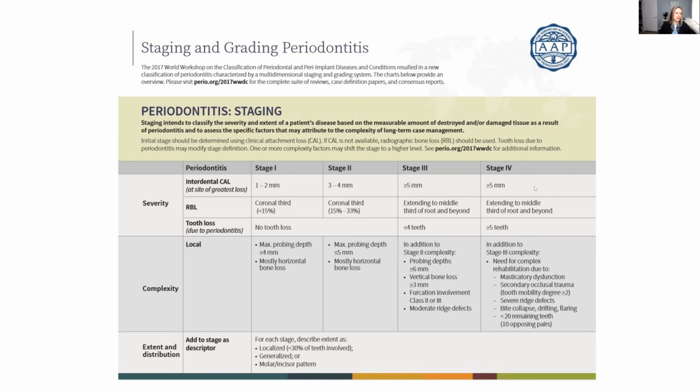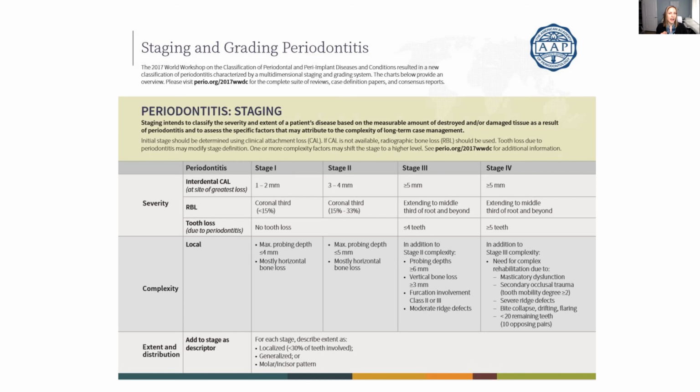I have it on this chart a little more specific here. Stage one, pockets are typically 4 millimeters. Stage two, the pockets are 5 millimeters. Stage three, 6 millimeters, and stage four, higher than 6, so 7 millimeters or more.